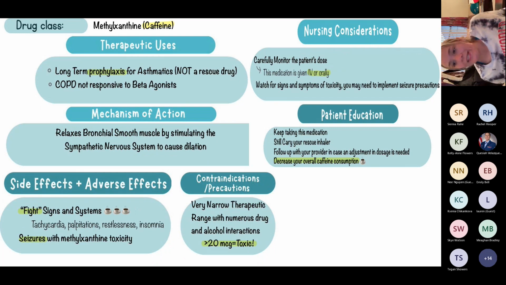Up next, we have our methylxanthines. These are related to caffeine. Therefore, what happens if you have a quad shaken espresso or something like that? You get a little jittery, a little bit crazy, a little bit restless. Therefore, when you're on a methylxanthine, we want to avoid some more of our stimulating stuff, such as caffeine, energy drinks, dark chocolates, just to prevent toxicity, which can lead to seizures. Okay. Keep in mind, any dose, I believe, over 20 is considered toxic. Okay.